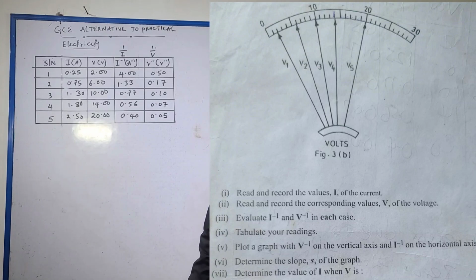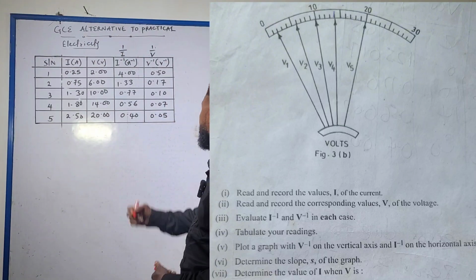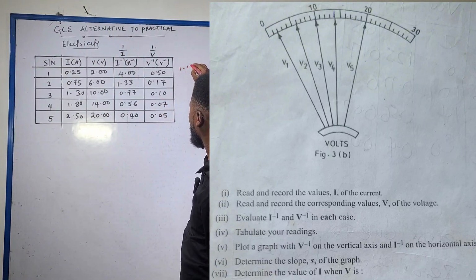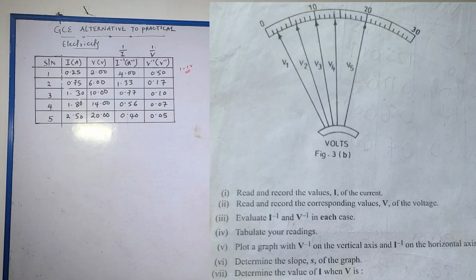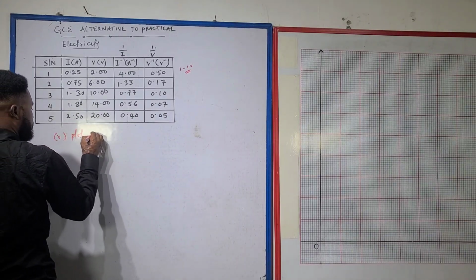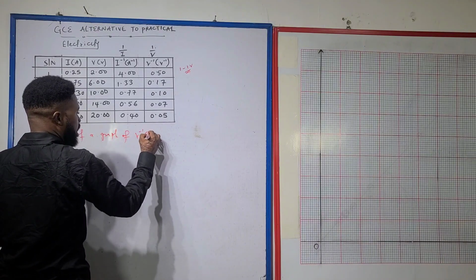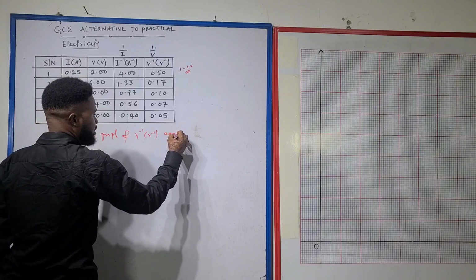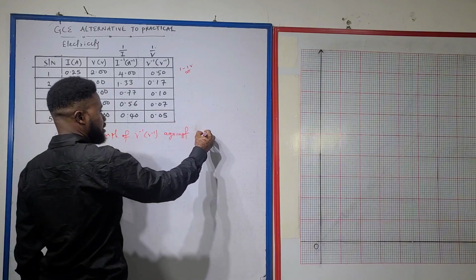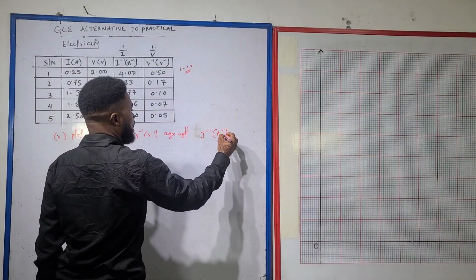For Roman figure 4, we're told to tabulate our readings. Tabulating that we've done already. So this covers questions from Roman figure 1 to Roman figure 4. For Roman figure 5, we were told to plot our graph: a graph of V raised to power minus 1 per volt on the vertical axis against I raised to power minus 1 per ampere.